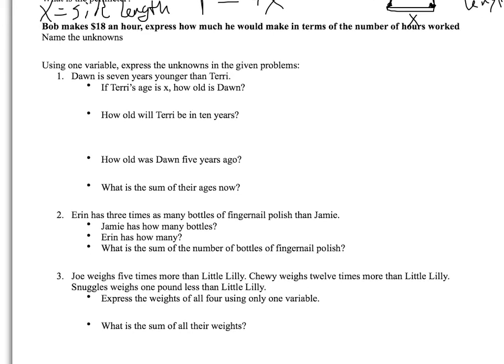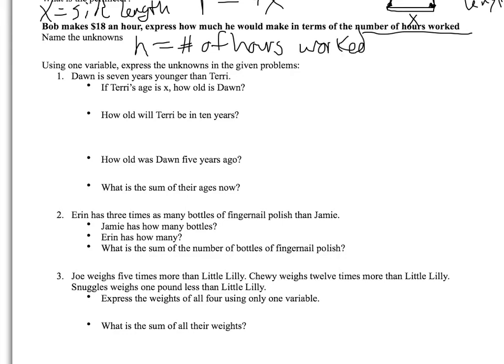Okay, so next one we have, Bob makes $18 an hour. Wow, I kind of wish I was Bob now. Bob makes $18 an hour. Express how much he would make in terms of number of hours he worked. So how much you make is in terms of how many hours you work. So we need to define a variable for hours. Let's say H equals number of hours worked.